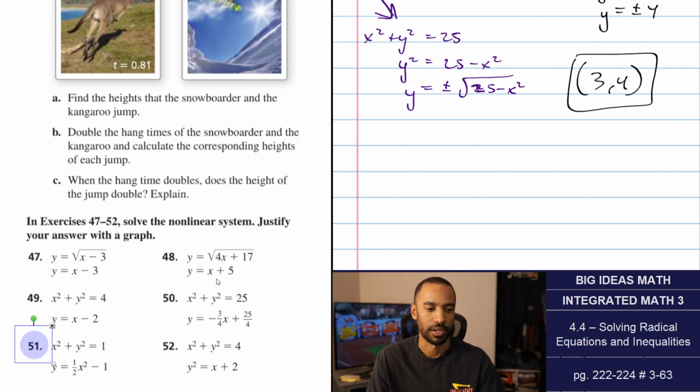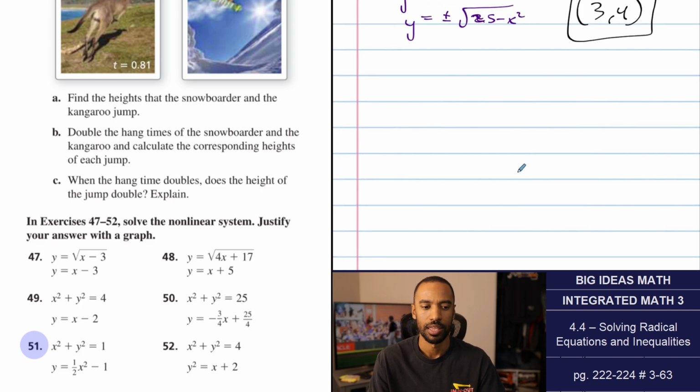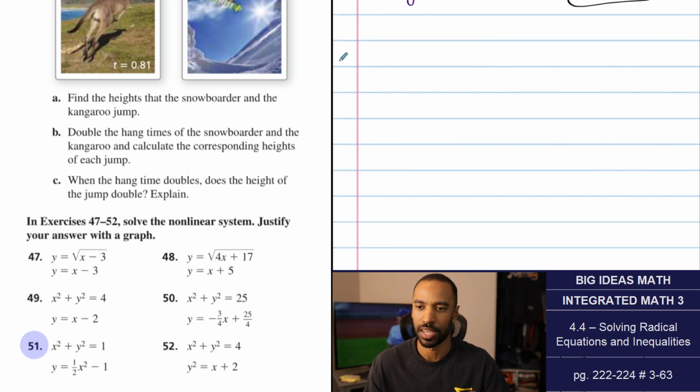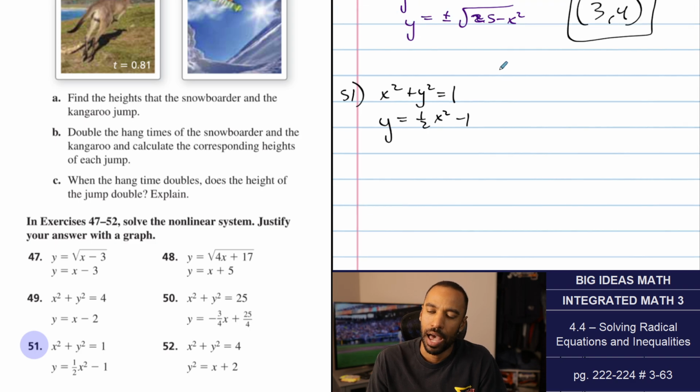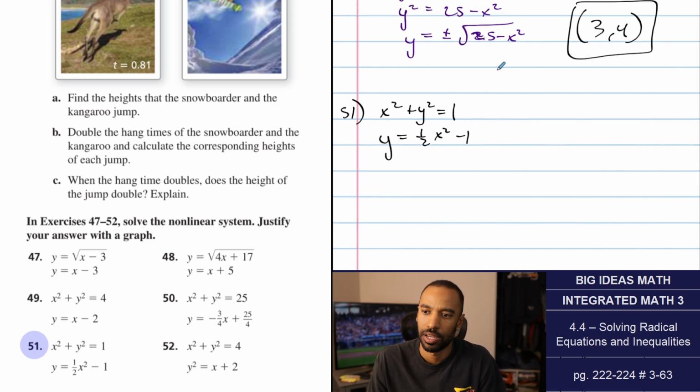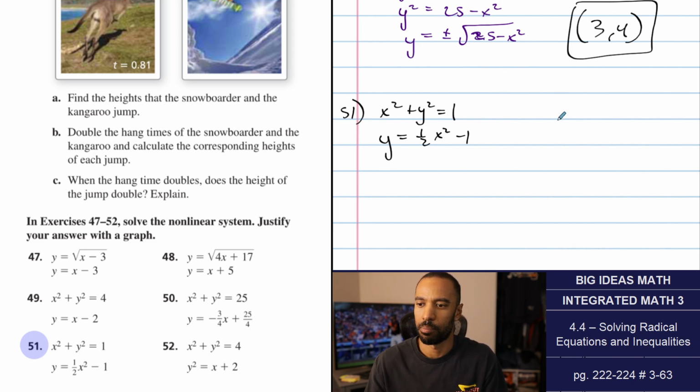Okay, number 51. Well, more circle stuff. And 52 is more circle stuff. So this is just me needing to be aware of things. But it's a circle with a parabola. So x squared plus y squared equals 1. And y equals 1/2 x squared minus 1. Okay, this time I'm going to try and solve a different way. Is that okay? I'm going to multiply both sides of this one by 2, but not solving using substitution this time.